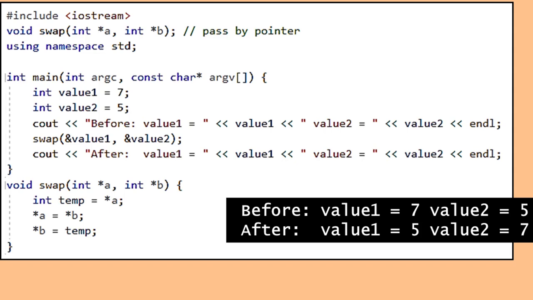Inside the swap function, we are still using the names a and b, but now these are pointers instead of actual integer values. a is receiving the memory address of value1, and b is receiving the memory address of value2. When swap(&value1, &value2) is called inside of main, the address operator is used in front of value1 and value2.